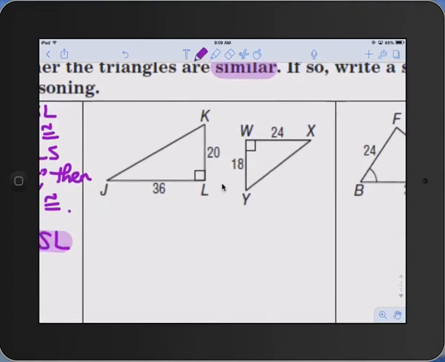Okay, for the second one, we've got these angles are congruent because all right angles are congruent. Angle L is congruent to angle W.